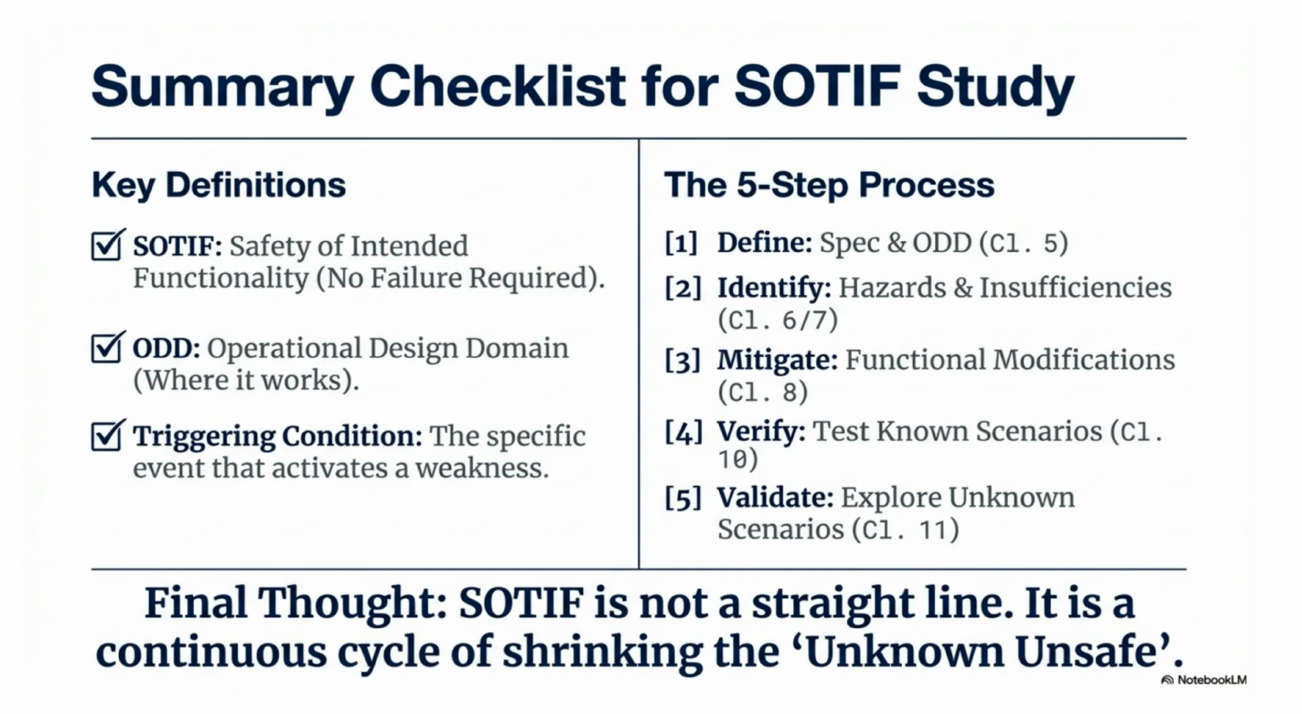As we conclude, remember our mission: reduce the unknown unsafe. SOTIF ensures safety even without system faults. The ODD defines operating limits, and triggering conditions reveal hidden risks. The 5-step cycle: define, identify, mitigate, verify, and validate must run continuously. Keep improving until more scenarios move into the known safe category, and we build real trust in safer mobility.